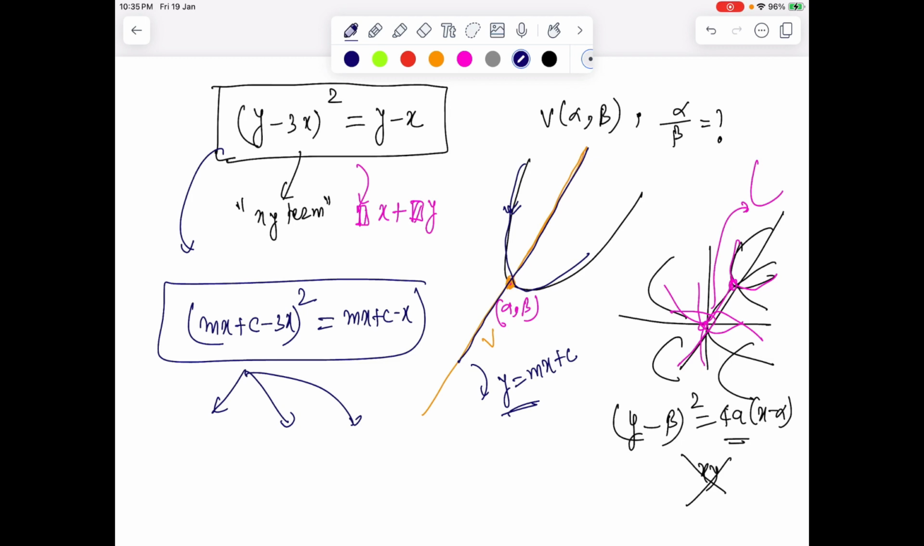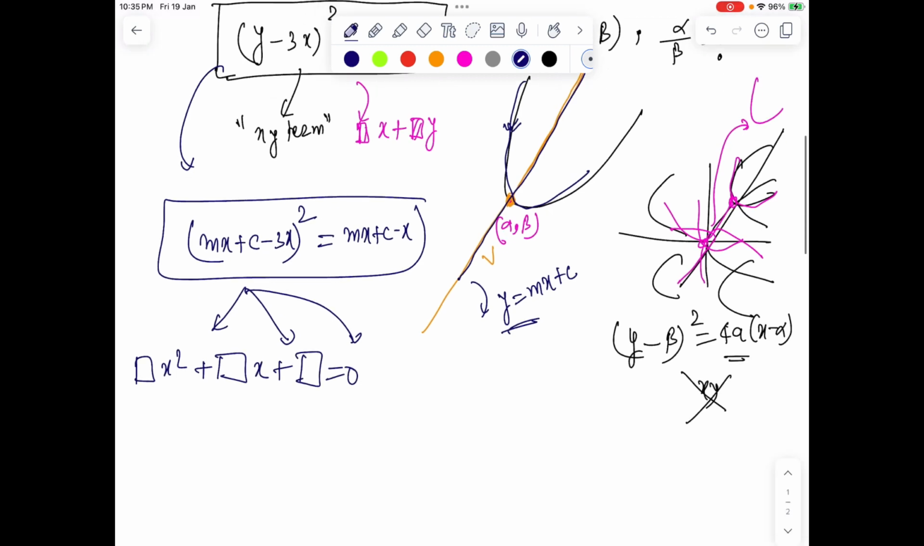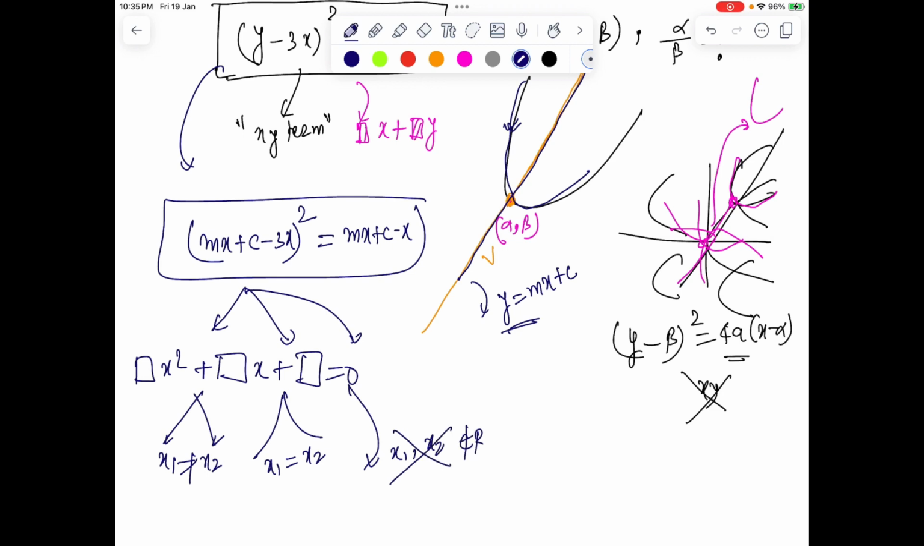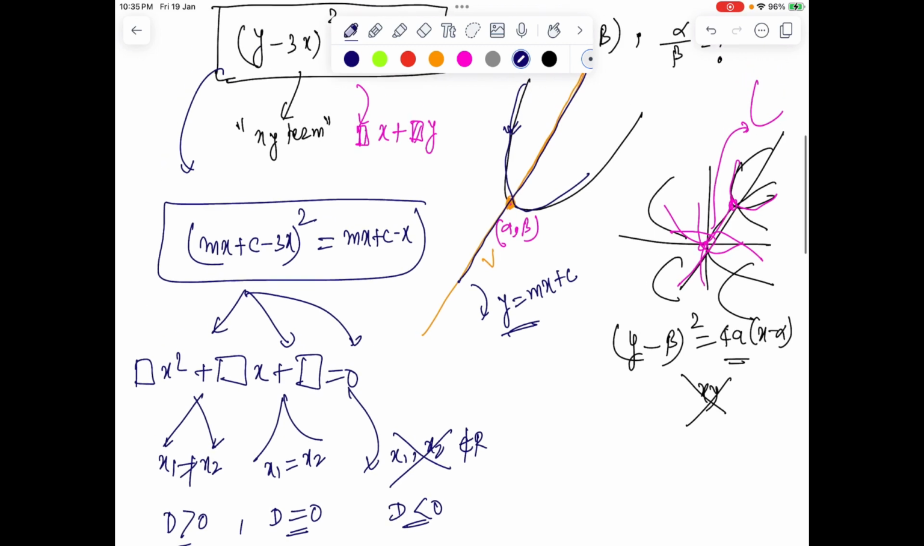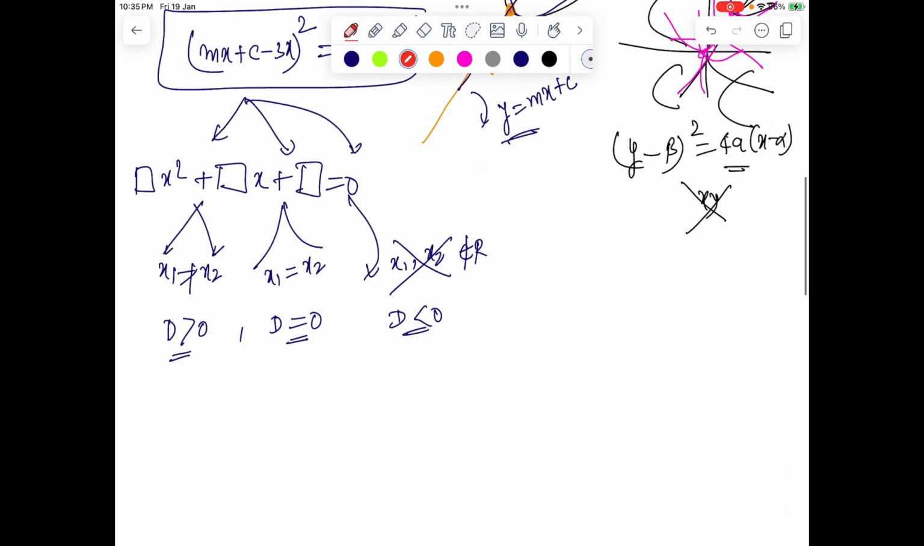So clearly I'm going to get three conditions, right? So it's a quadratic in x. So it's x square plus something x plus something equals nothing. So depending upon the restriction of m and c, it can give either two real roots, x1 and x2, which are distinct, or it can give equal roots, or it can give maybe both roots imaginary, so they are not real, right? Which is basically if D is greater than 0, D equals 0, and D less than 0.